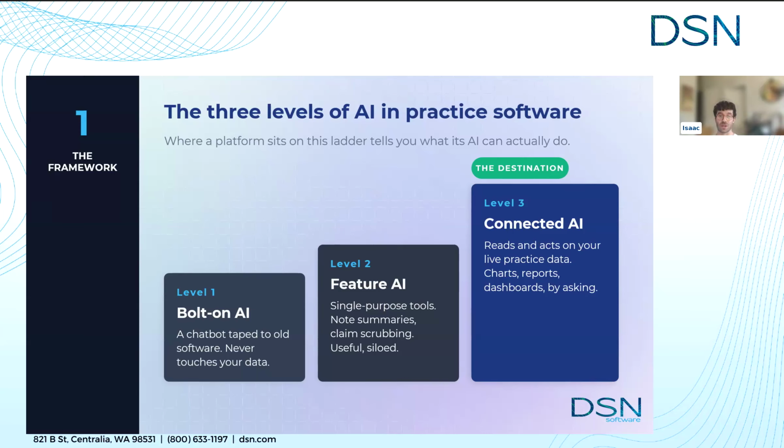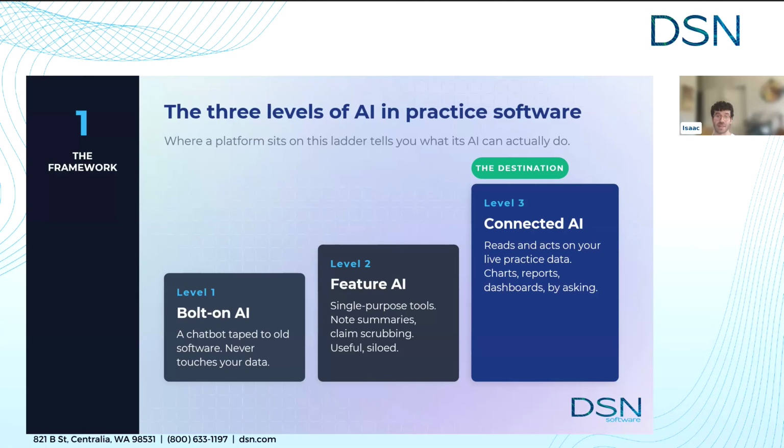Level 2 is feature AI. These are real, useful, single-purpose tools that are AI powered. Examples include a note summarizer, a claim scrubber, an automated reminder based on appointment type. These are genuinely helpful, but each one is on an island, and they don't necessarily talk to each other, and they don't see the whole practice or the data within.